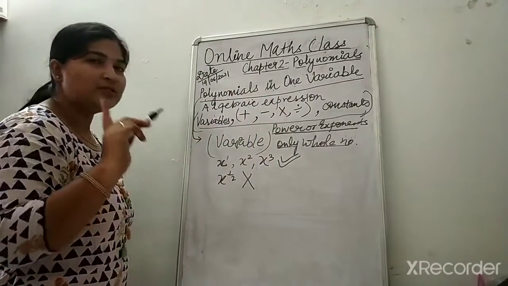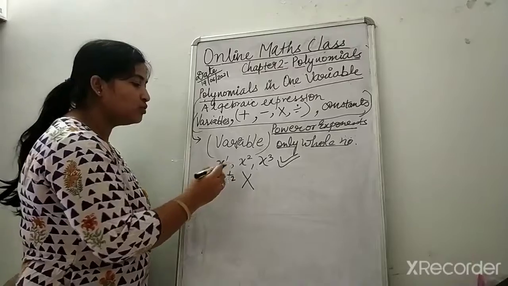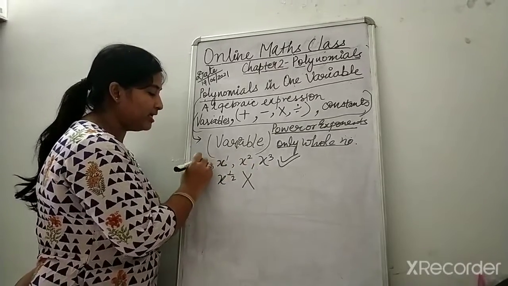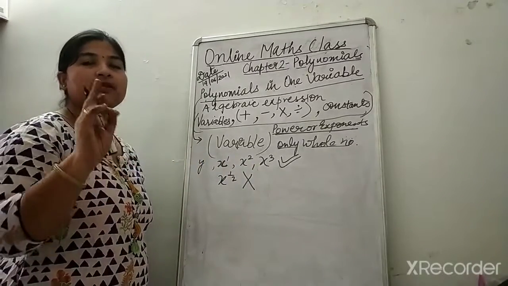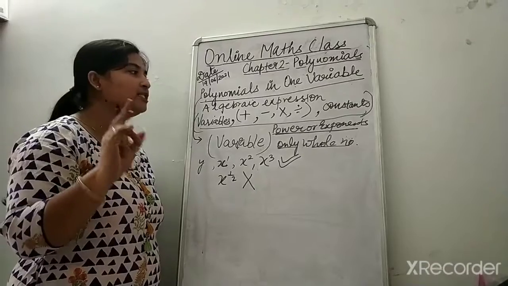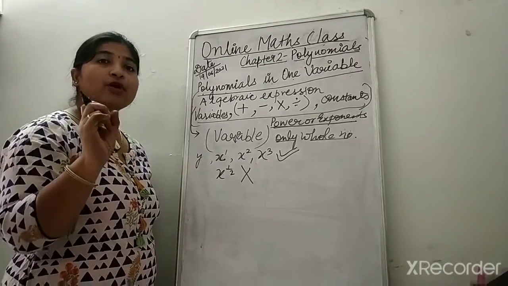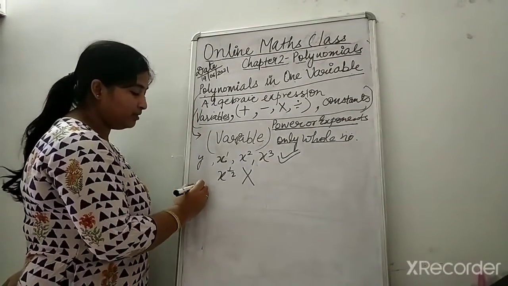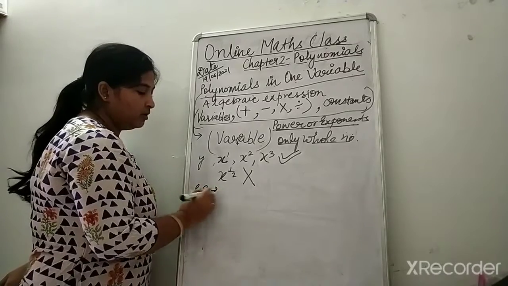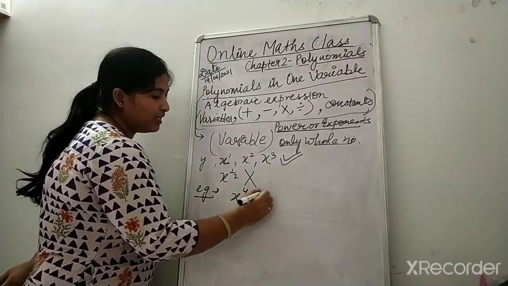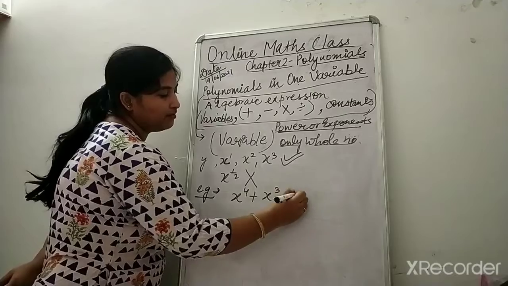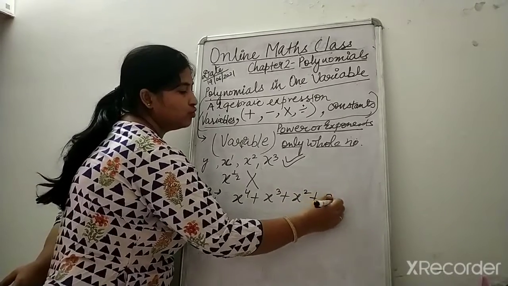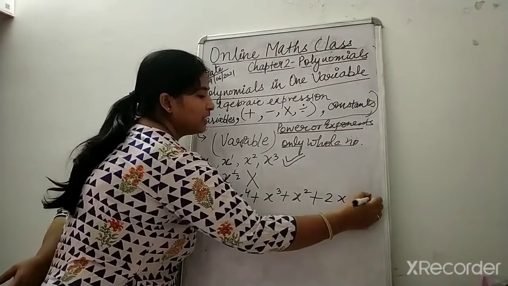Now, in our chapter we have to deal with polynomials in one variable. So the variable should be only one. You cannot use x, y, t in the same expression. In one algebraic expression, you will have only one variable. For example, x to the power 4 plus x to the power 3 plus x to the power 2 plus 2x plus 10.